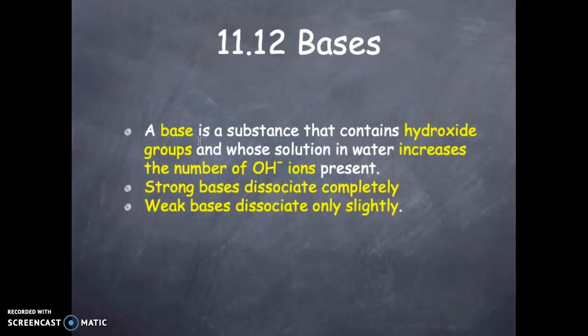Bases. A base is a substance that contains the hydroxyl group and whose solution in water increases the number of hydroxyl ions present, OH negative 1 ions. Strong bases dissociate completely, weak bases dissociate only slightly.